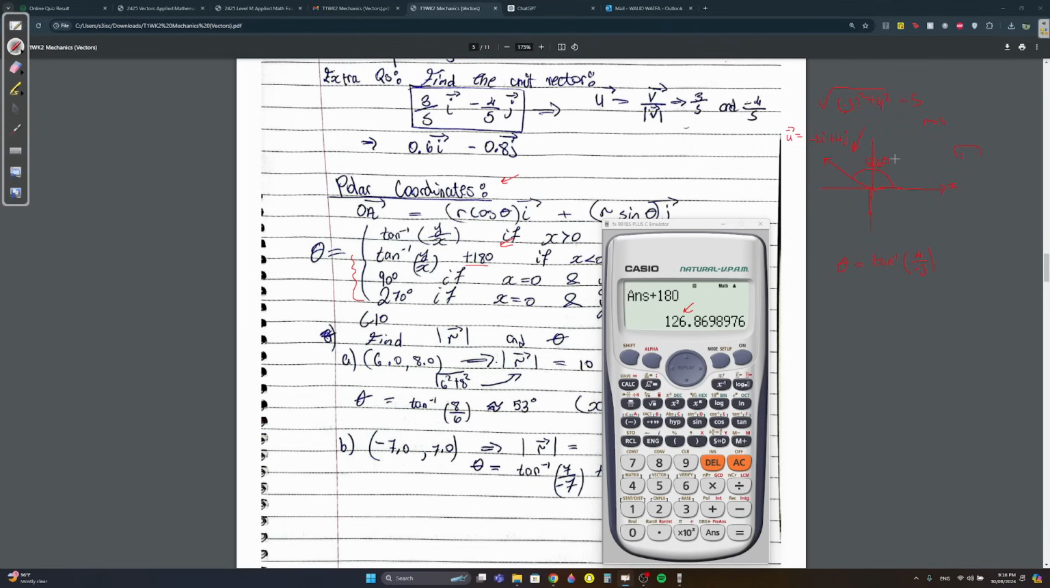This quadrant 1, 2, 3, 4. You're going to another quadrant. So when you're going to another quadrant, keep in mind we're adding 180.